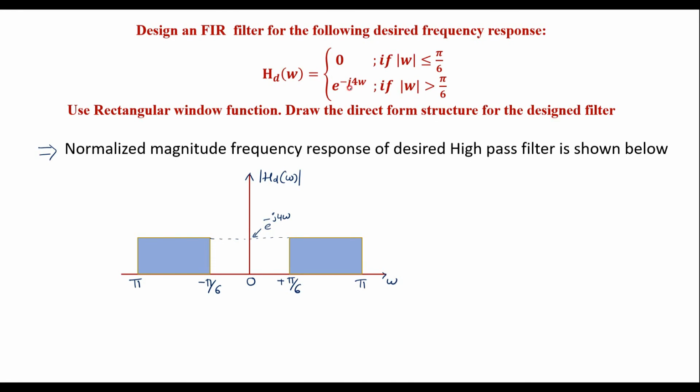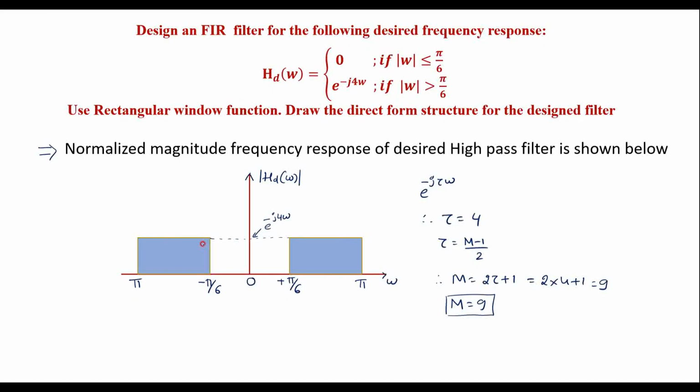So here we can see that usually it is represented as e power minus j tau omega. So comparing this with this equation, I can say tau is equal to 4. Also we know that tau is nothing but M minus 1 by 2. Therefore M is equal to 2 tau plus 1, that is 2 into 4 plus 1, that is 9. So size of the window is M equal to 9.